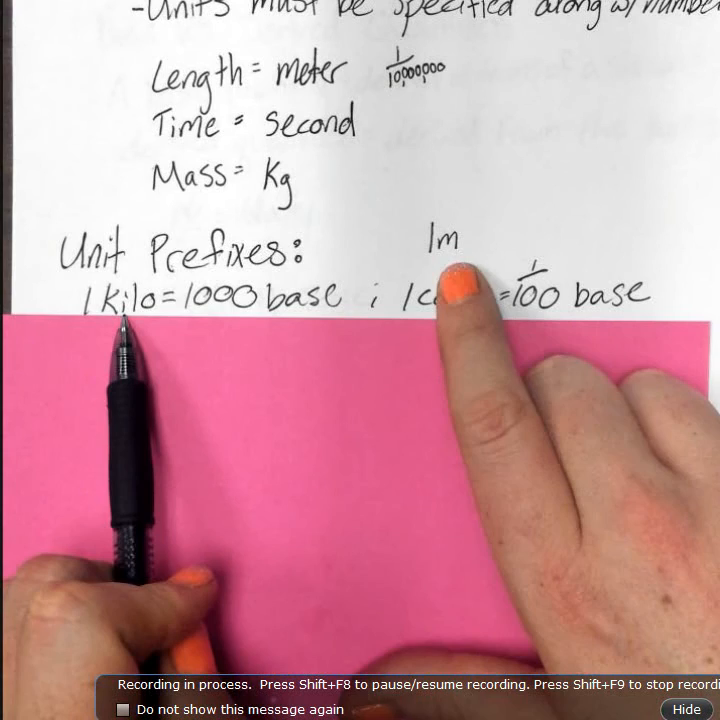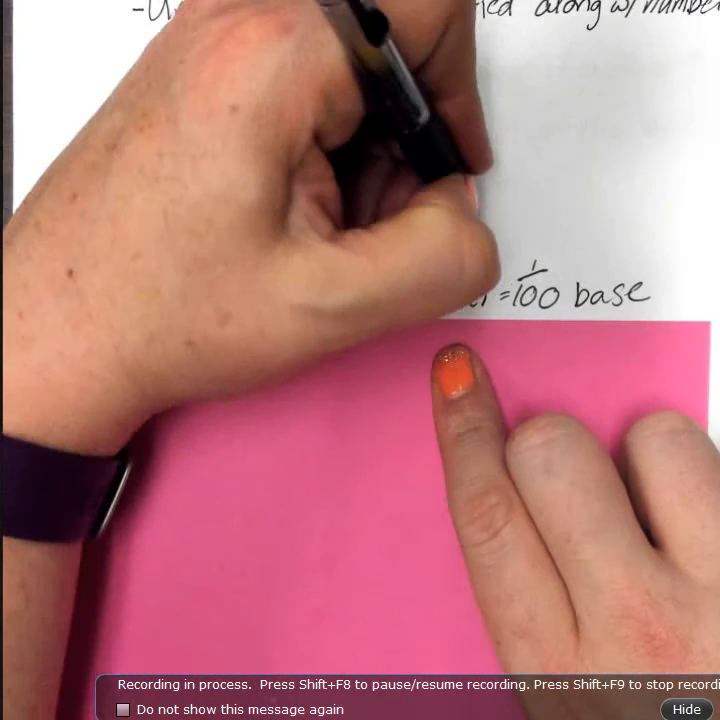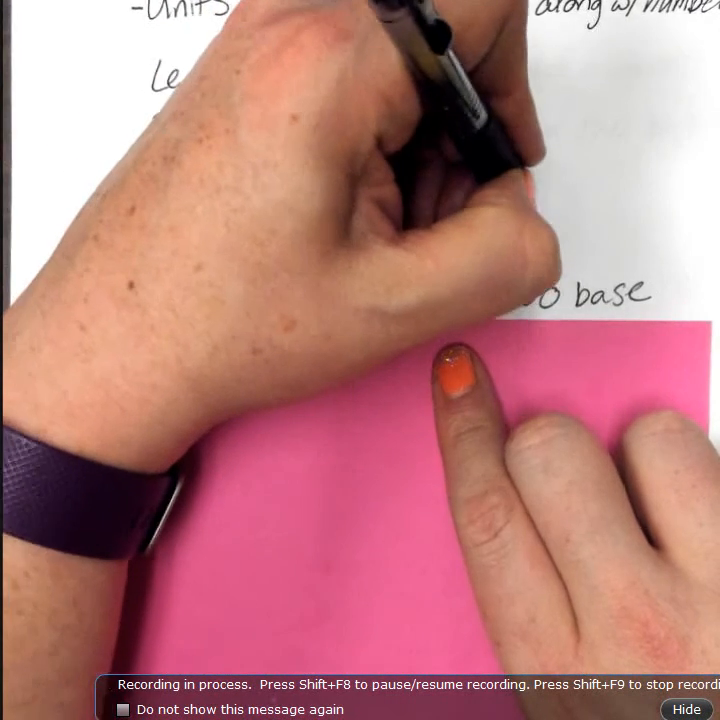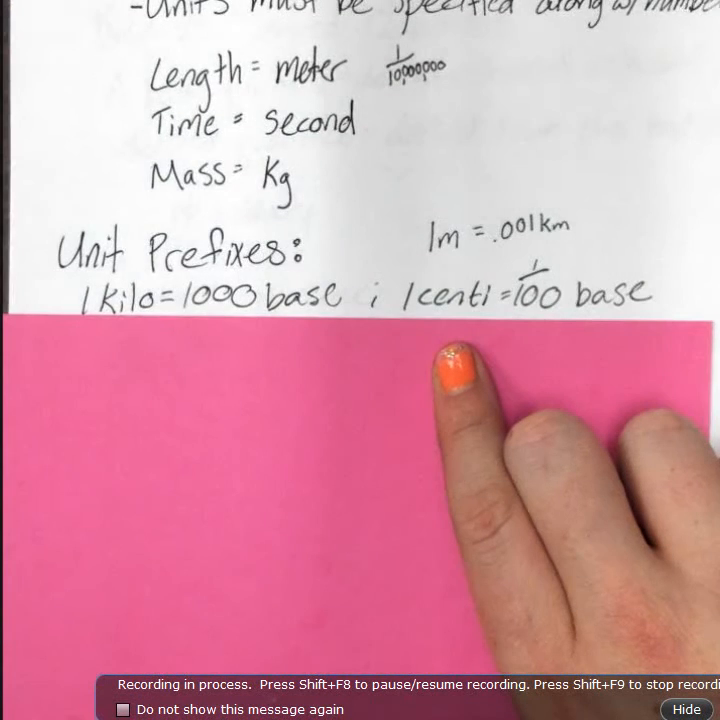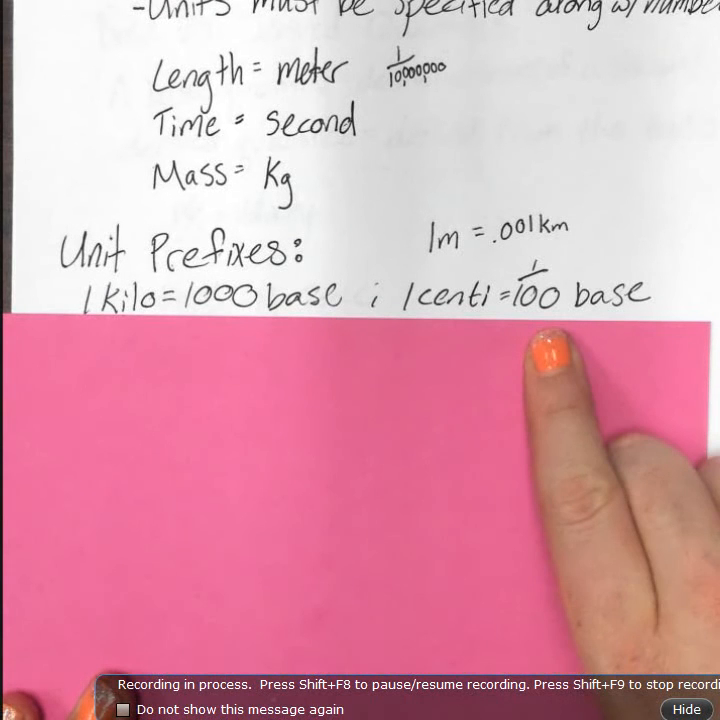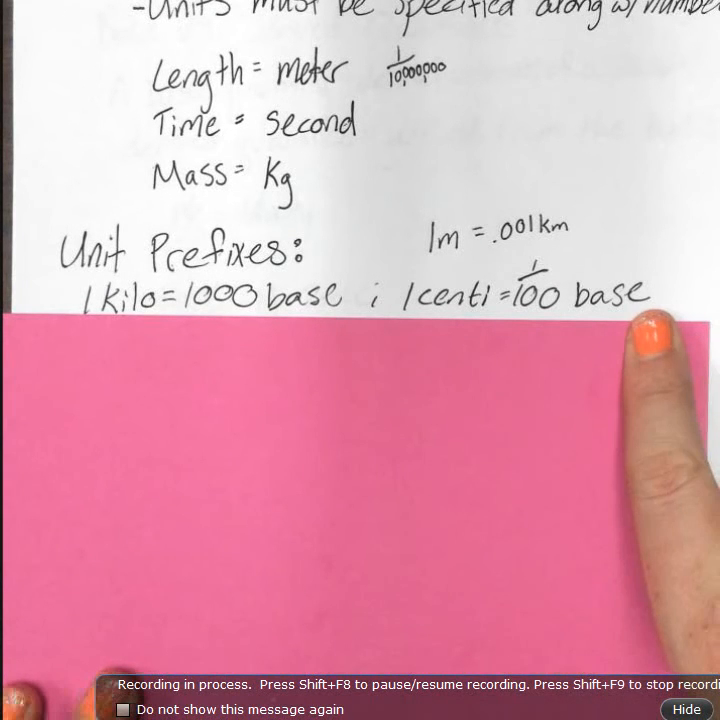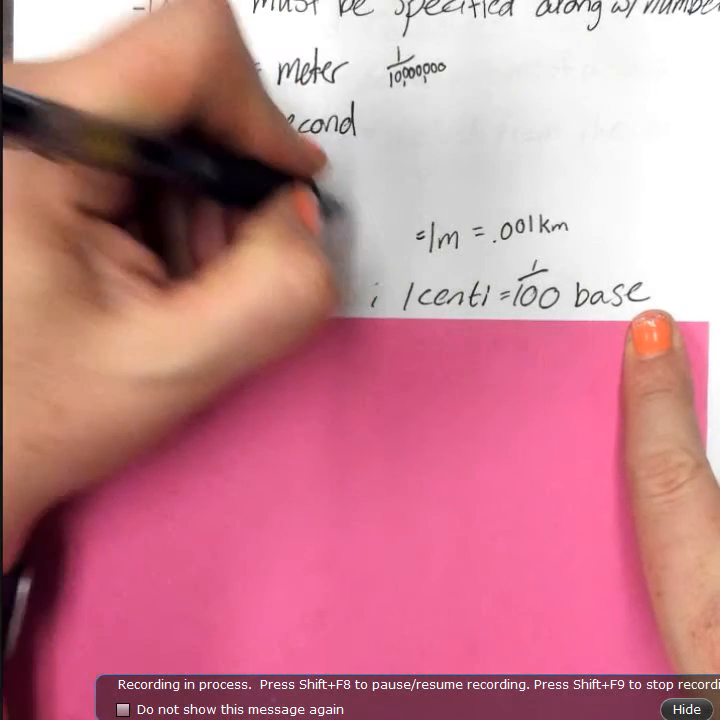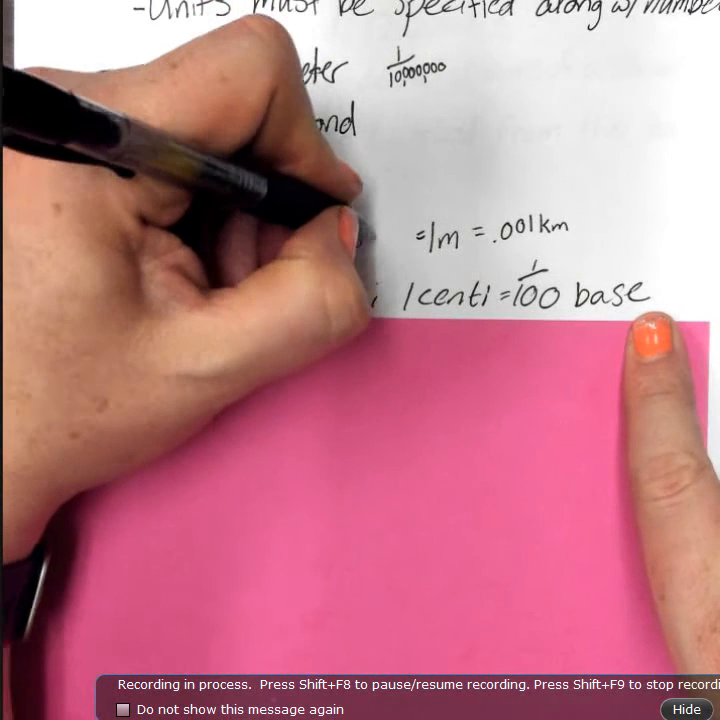All right, so it takes 1,000 meters to equal 1 kilometer. Therefore, 1 meter is going to be equal to 1,000th of a kilometer. And likewise, 1 centimeter is 1/100th of a base. Therefore, 1 meter is equal to 100 centimeters.